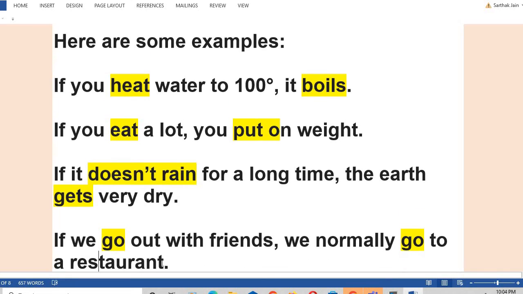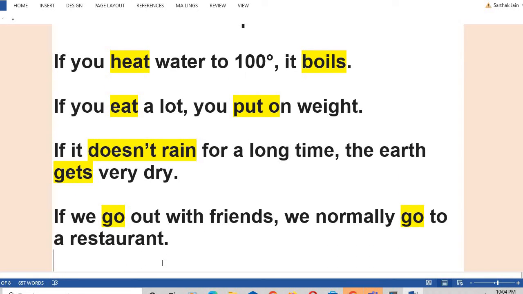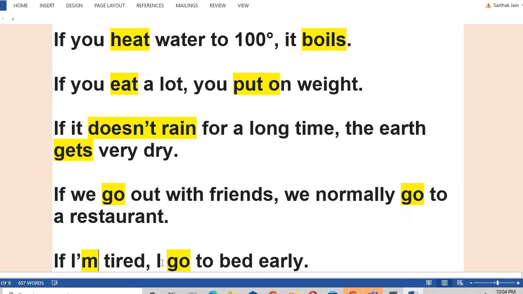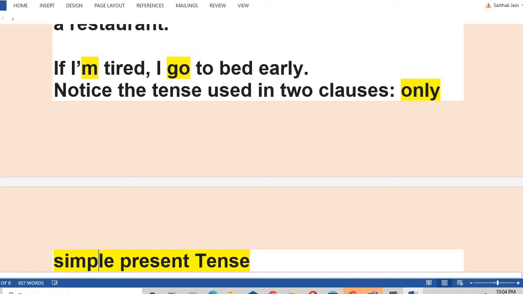In all the sentences you can note: if we go out with friends, we normally go to a restaurant. This is a general habit of the people who are talking about themselves. Next, if I am tired, I go to bed early. Again, habit.